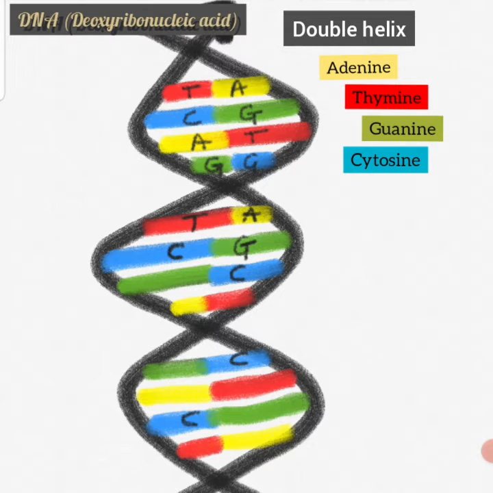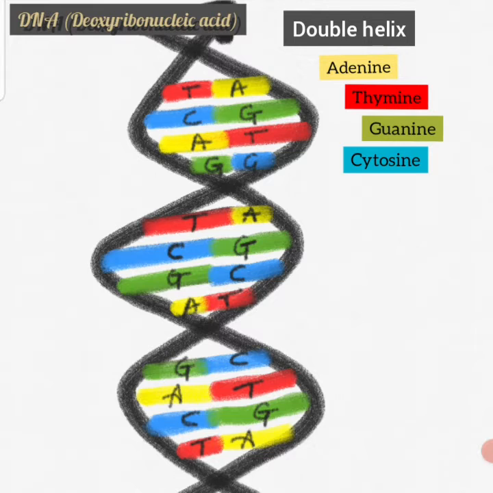So here, what is this blue color representing? Cytosine. And the green one, G, is representing guanine, the yellow one is representing adenine, and the red one is representing thymine. Adenine and guanine are called purines, while cytosine and thymine are called pyrimidines. So there are two types of nitrogenous bases present: one is purine and another one is pyrimidine.